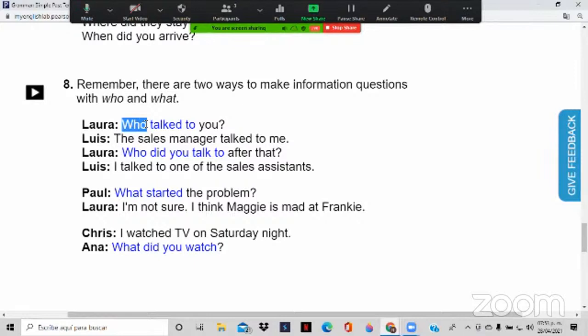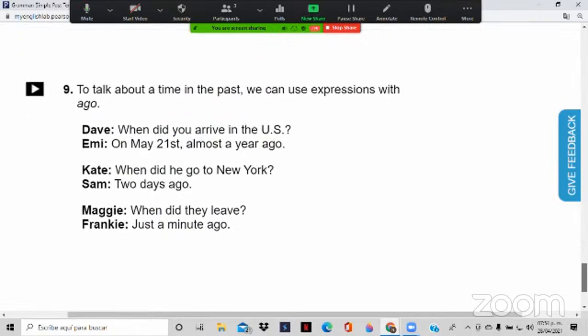Who, quién, what, qué o a qué, ¿ok? Voy a mandar un video donde se explica más, where these WH question words are explained thoroughly, más explícitamente, ¿ok? Good. Number 9.